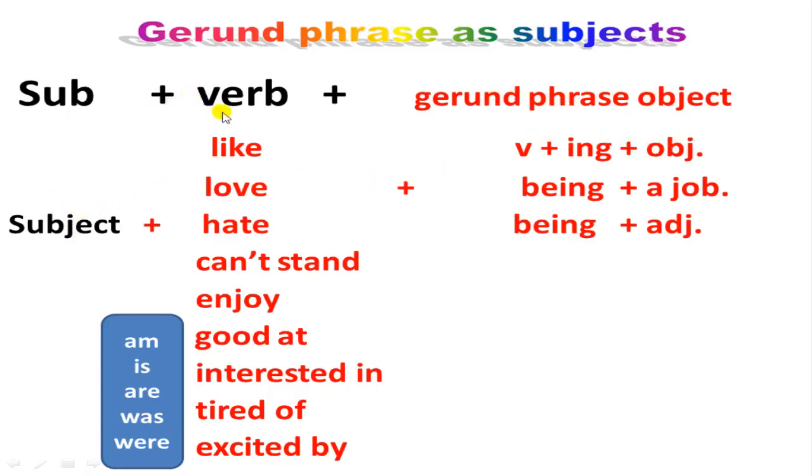The verbs here are like, love, hate, can't stand, enjoy. Or I could have the verb to be: am, is, are, was, were, plus an adjective such as good at, interested in, tired of, excited by, plus verb plus ing object, or be plus a job, being plus adjective. Of course, here we can use I am, he, she, it is, we, they are, plus the adjective, or he, she, it was, we, they were, I was, plus these adjectives: good at, interested in, tired of, excited by, plus a gerund phrase object.